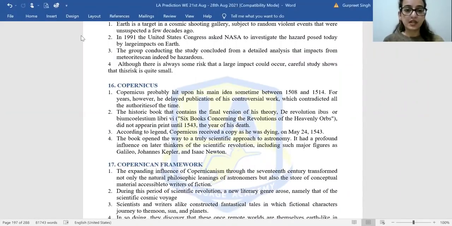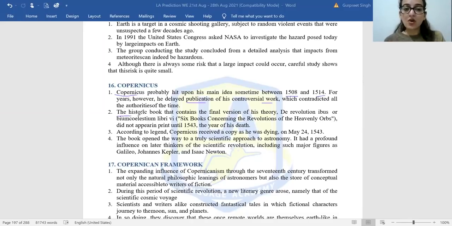Number 16 says, Copernicus probably hit upon his main idea sometime between 1508 and 1514. For years, however, he delayed publication of his controversial work, which contradicted all the authorities of the time. We have the name of a person, we have time periods, we have publication of some work, maybe some writing, because it's writing that gets published. What did he write? So here we have the historic book.